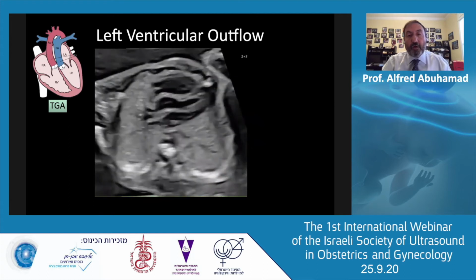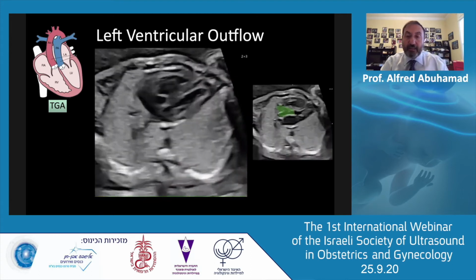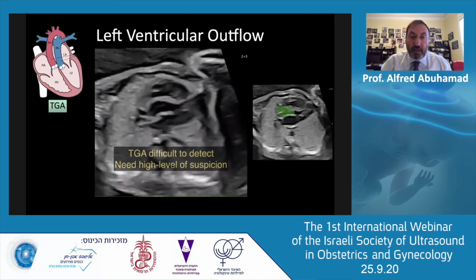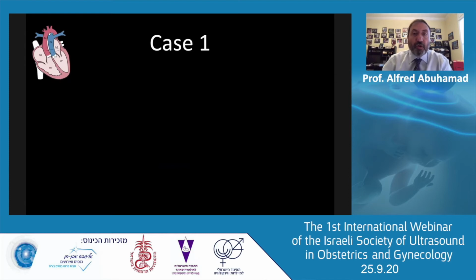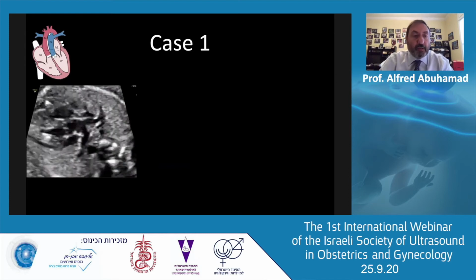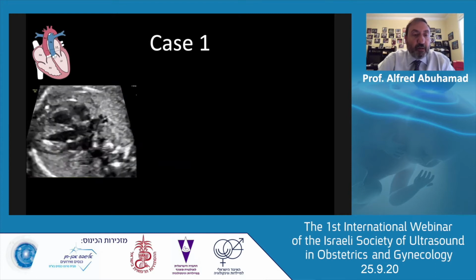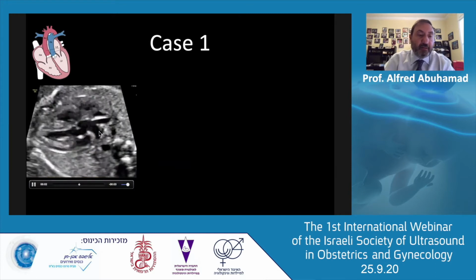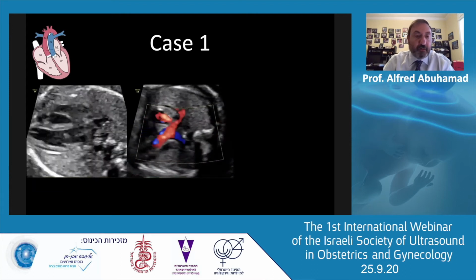So when you look at the left ventricular outflow tract, follow it. It is not always easy to see the division, but you should have a high index of suspicion. Let me show you 2 cases to highlight how important this is. So this is the left ventricular outflow tract. Now you can look at this and say, I see the division very clearly. I am very suspicious of transposition of the great arteries.